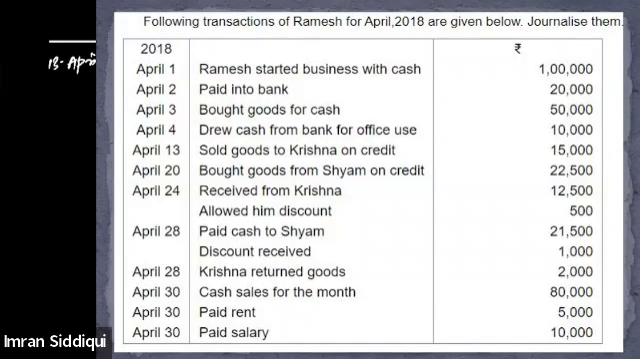So selling of goods is a revenue. Whenever revenue increases, we credit the revenue account, right? But the goods are being sold on credit, so that means one of our debtors will increase, in the name of Krishna. So we will go to the journal.